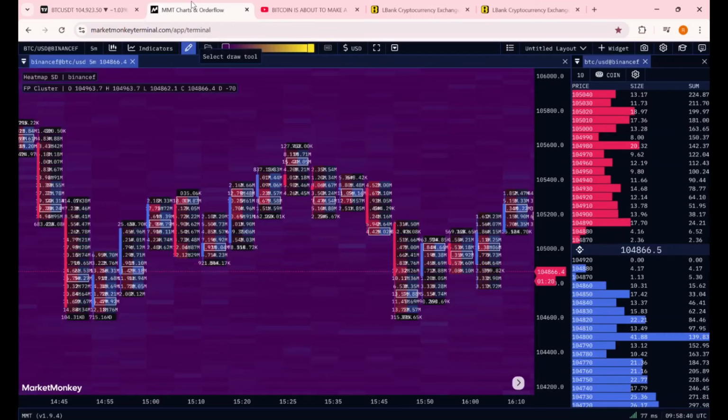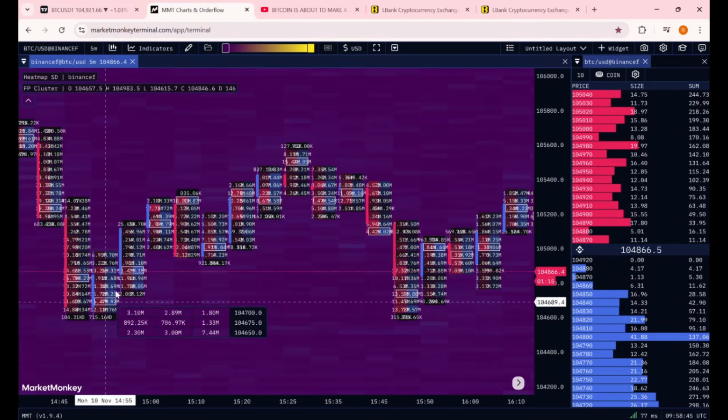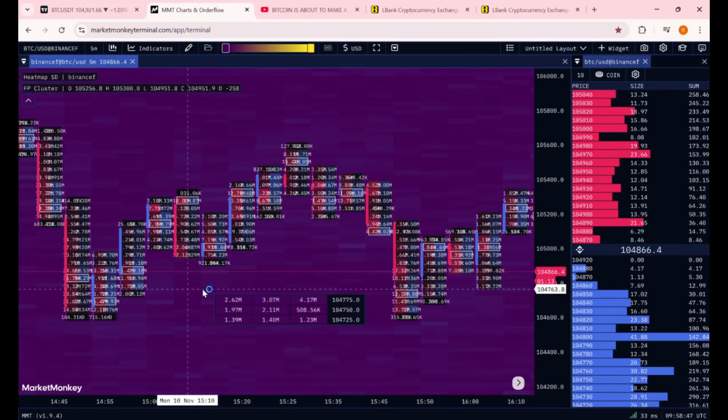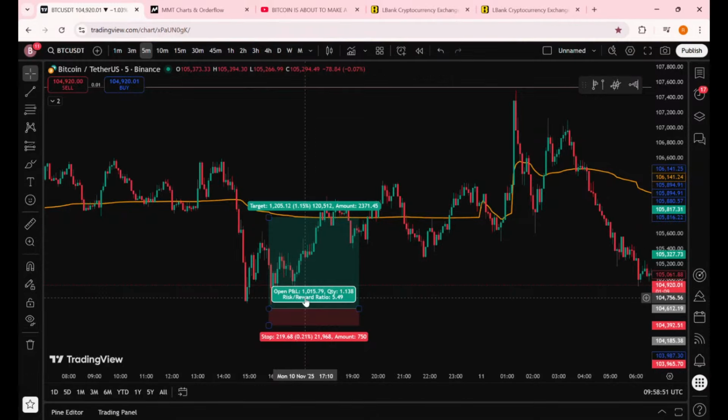You want to see on the footprint more longs stepping in. Yeah, and your target is going to be a quick scalp. It doesn't matter what leverage you use here. What matters is position size and your stop loss. A stop loss has to be very tight.